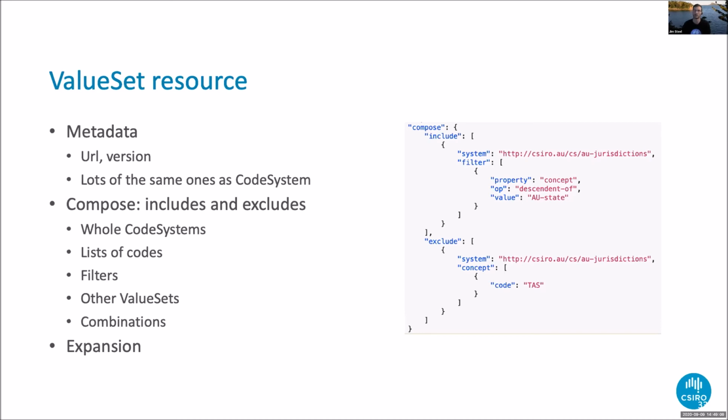Or you can do 2 separate includes and put in those things, and it'll be any code that satisfies either one of those. So you can sort of build up these rules using AND and OR combination to get the set of codes that you really want in your value set. And then as we saw earlier, once you've done the expand operation, you'll have that expansion element in your value set, which is the actual codes that have matched whatever the expand request was that you sent in.